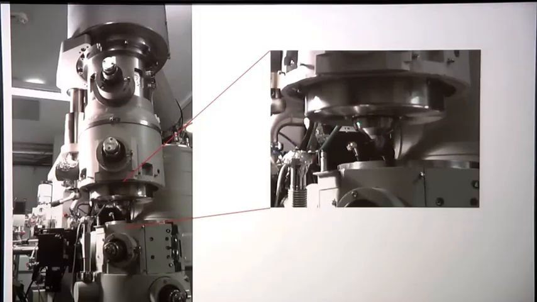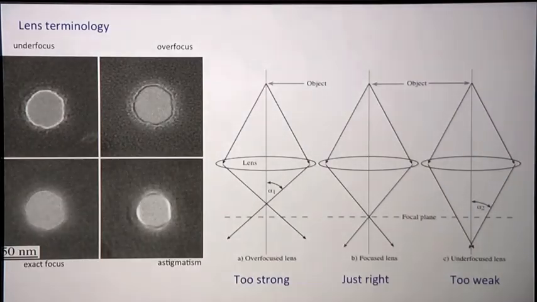So, okay, that's a lens. This is what it looks like in the Polara. It's shrouded with that iron piece that focuses the field, and this happens to be the objective lens. But let's talk a little bit about lens terminology. You're going to hear these words a lot if you do much electron microscopy. We talk about under focus, over focus, and in focus.